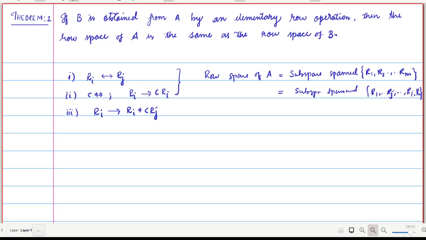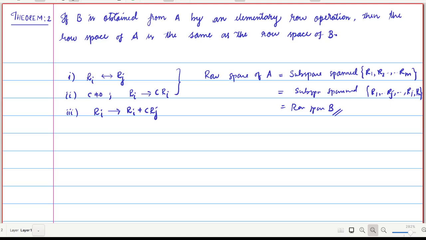So the row space of B, if B is obtained from A by the first elementary operation, just interchanges the rows of the matrix A. Okay, so that will give the same row space. So this will be the row space of B itself. Okay, so if you get that matrix B using this first row operation, you can say that the row space of A and the row space of B are the same.